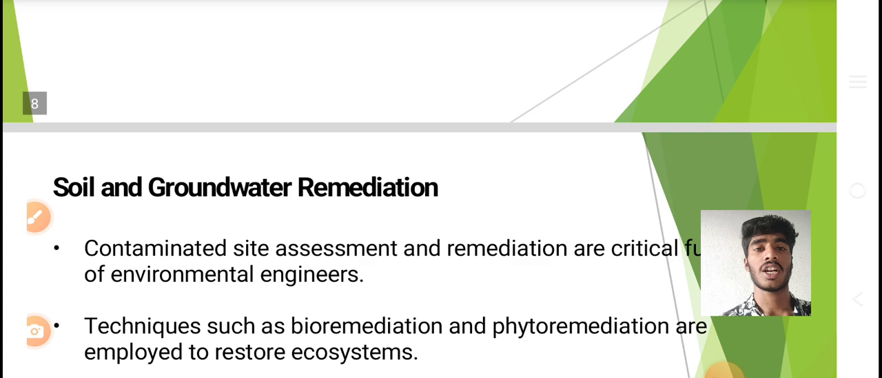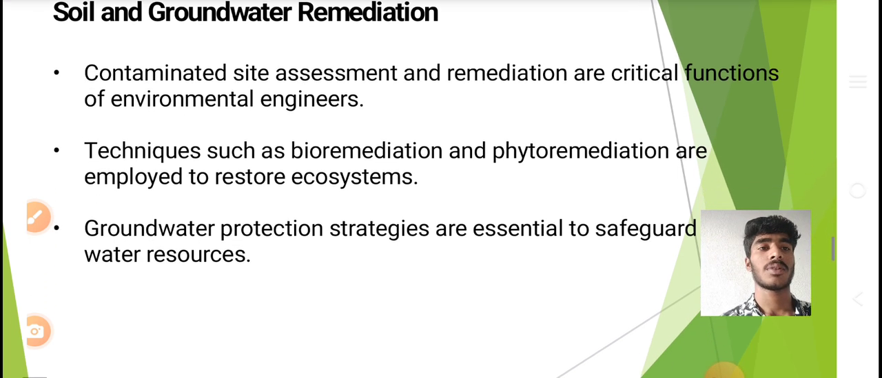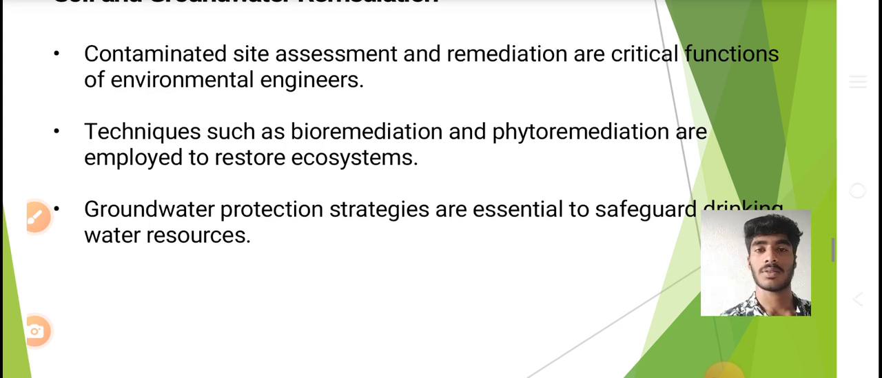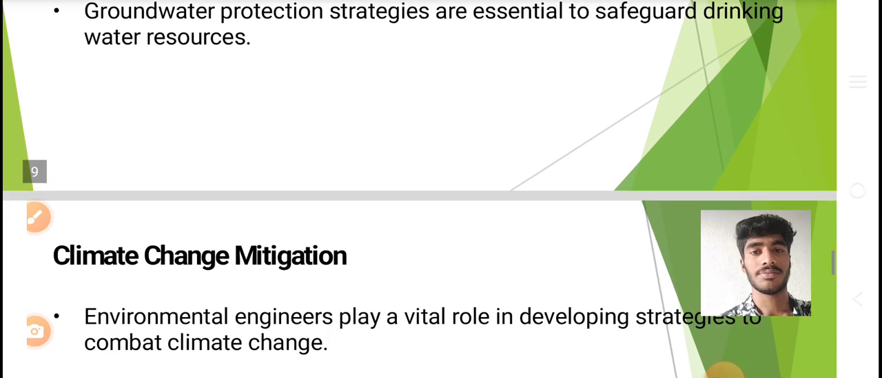Now we'll talk about soil and groundwater remediation. Contaminated site remediation is a critical function of environmental engineering. The techniques we use for soil and groundwater remediation are techniques such as bioremediation, phytoremediation, and others employed to restore ecosystems. Groundwater protection targets safe drinking water resources. Ensuring that the water underground is safe for drinking purposes is done with the civil engineer.